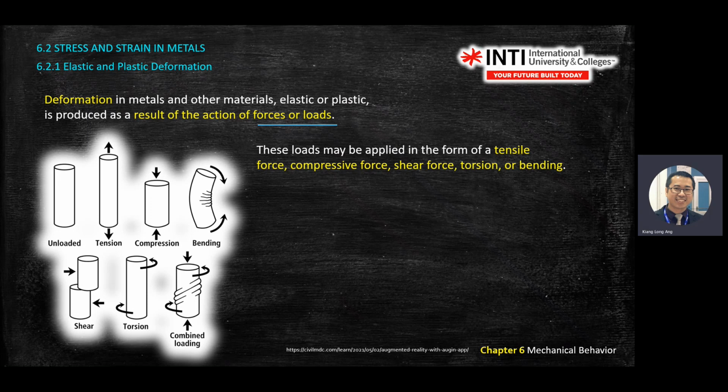So these are the diagrams that you will see: tension, compression, bending, shear, torsion, or a combination. When you want to cut metals in an industrial process, normally you will use shear. Even when you use scissors to cut paper, the force that you apply to the paper is called shear loading, or shear stress.